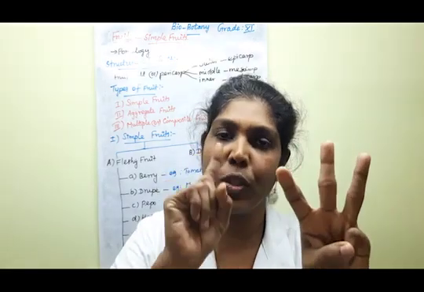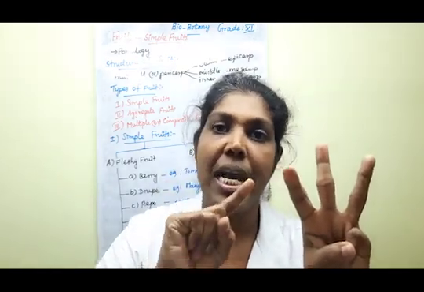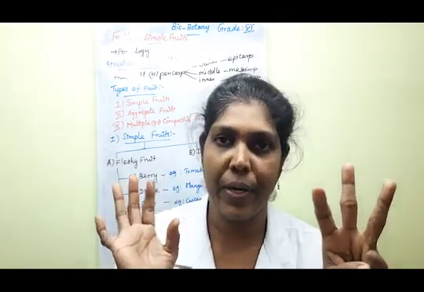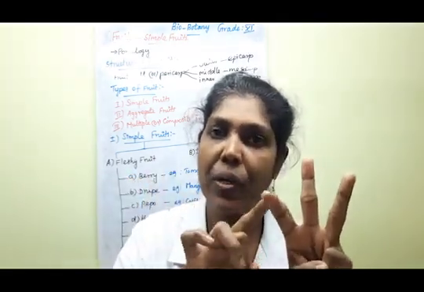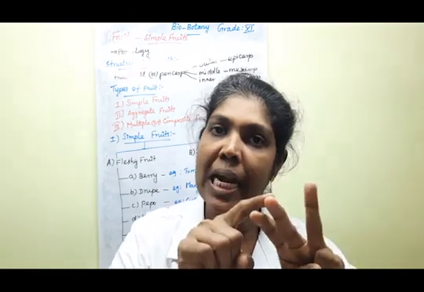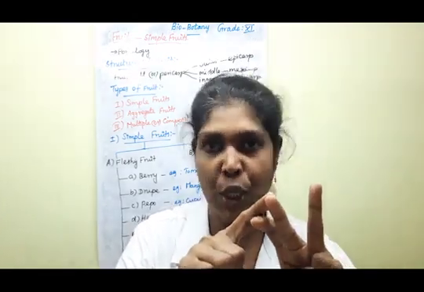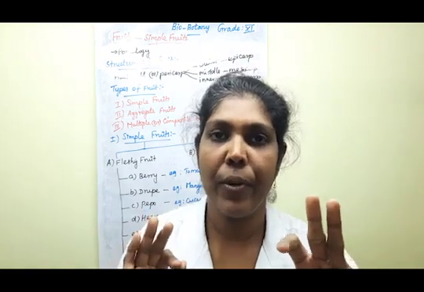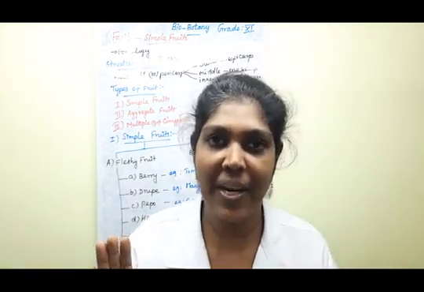Okay? The outer layer is known as the epicarp. Don't forget this name, children. The name is very important. The outer layer is called epicarp, the middle layer is called mesocarp, and the inner layer is known as endocarp. Are you clear, children? Say yes or no.